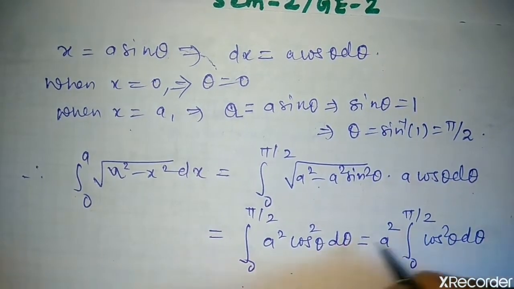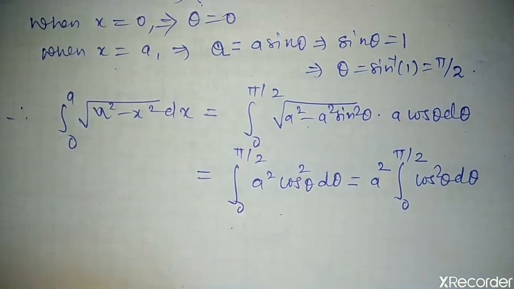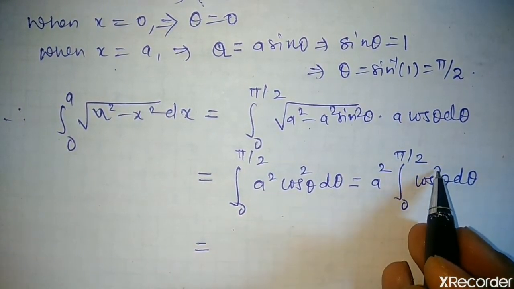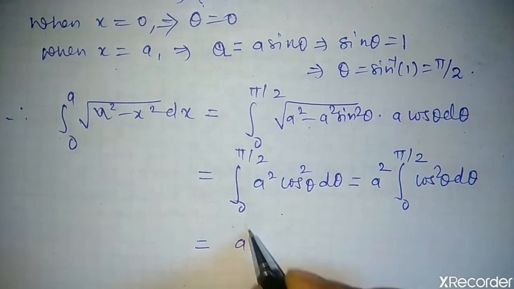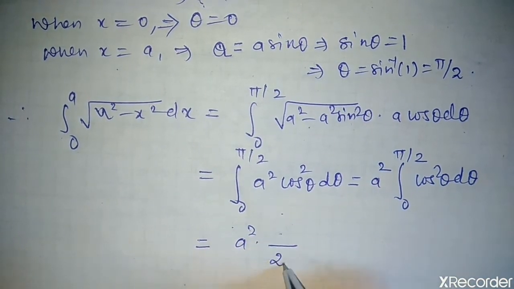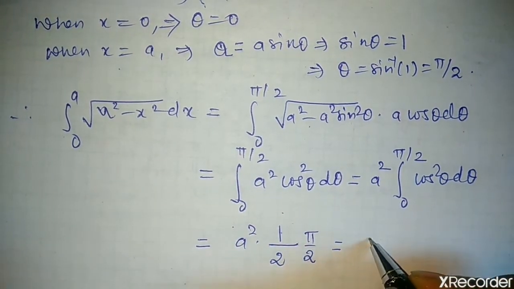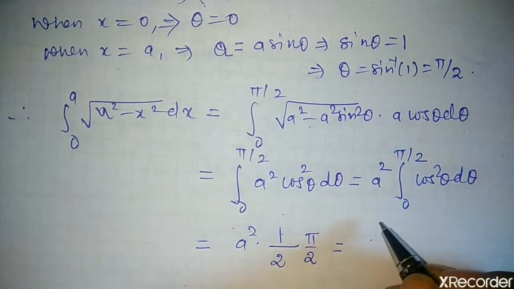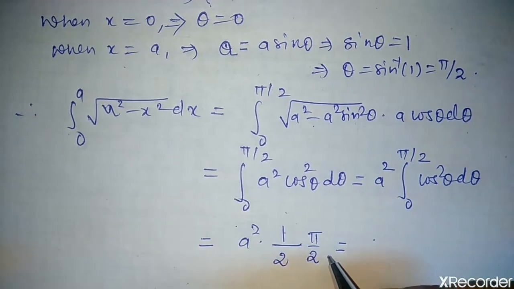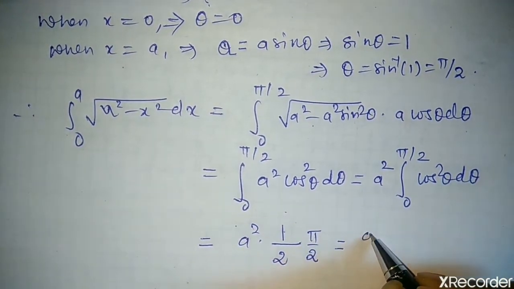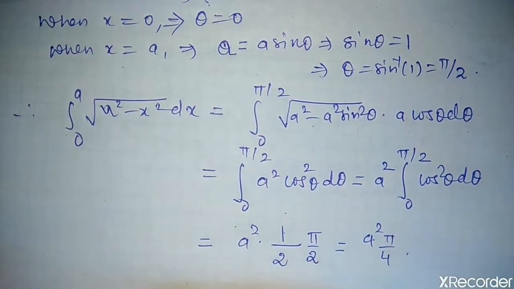Earlier we have seen the reduction formula chapter. In this chapter we have learned that when we have an even power, we write it as a square into 1 by 2 into pi by 2. So this is a square pi by 4, and earlier we have the 4 times of the required area.